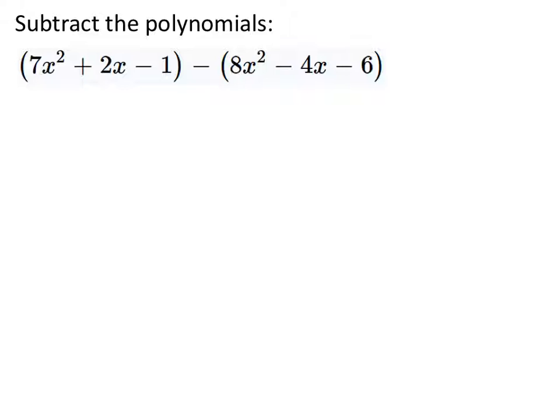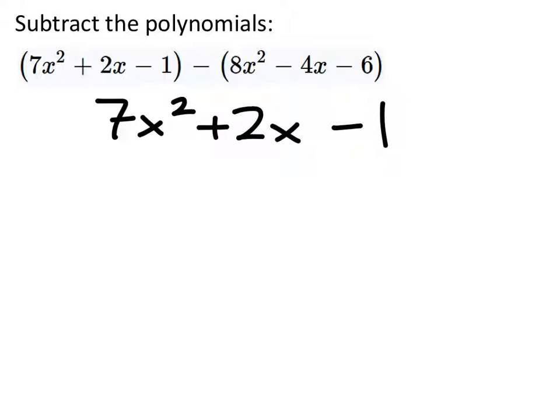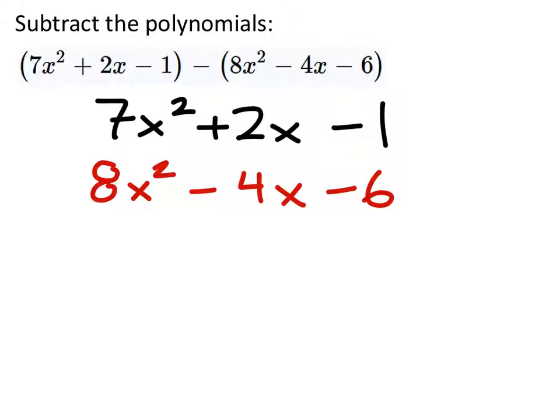Subtraction again, we've got to look for the like terms and just stack them, and then we'll look at the operation in between. All right, so I got that first one, and then I'm just going to write that second trinomial just the way that it is, but stacked, right? But we're subtracting these polynomials, so I'm going to subtract each of the terms. 7x squared minus 8x squared, 2x minus -4x, and -1 minus -6.